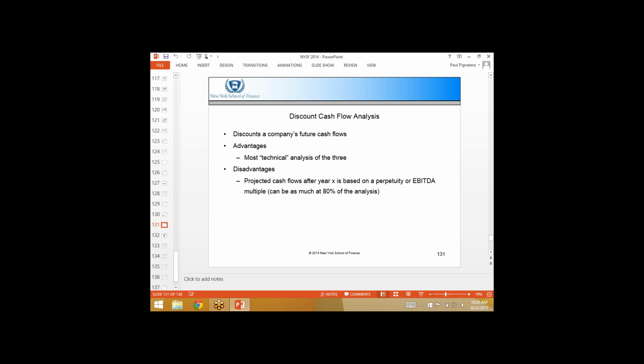Third, discounted cash flow, known as the most technical of the three because it's based on projected cash flows. This is what we're building our model towards. It is projecting the first X years of cash flow, discounting back to present value, and then coming up with some value of the company after year X to infinity. The advantage is that it's the most technical. The disadvantage is that the value of the business after the last projected cash flow out to infinity is a little bit more vague.